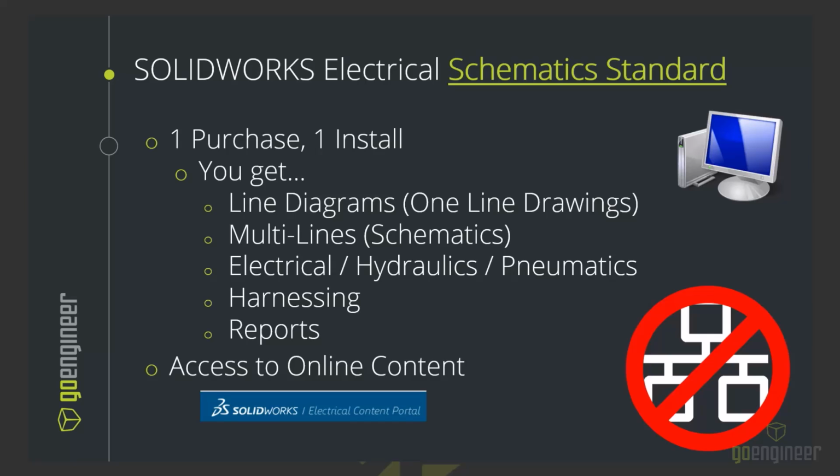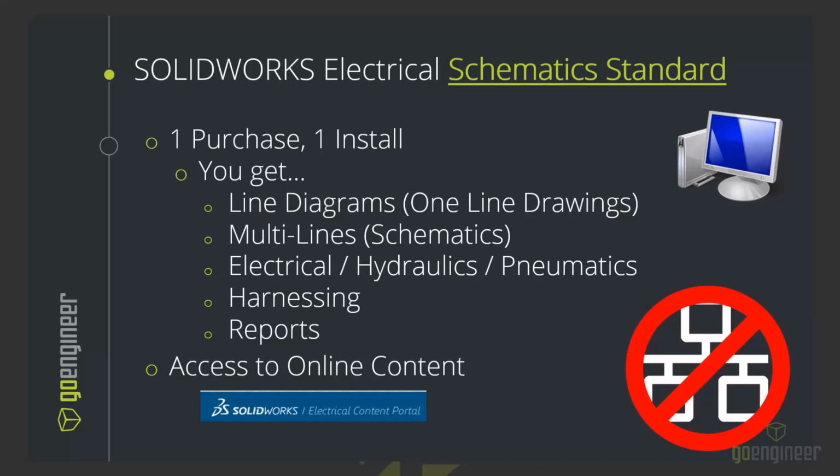The reason we describe it that way is you don't have to piece together modules. We don't have to get something that does multi-line, a different package that does harnessing, or, if we want to do reports, another one. It's all part of that one license. We don't have to do a mix and match. So you see the bullet lines there of the capabilities. Electrical, hydraulic, and pneumatic schematics are all in that software.